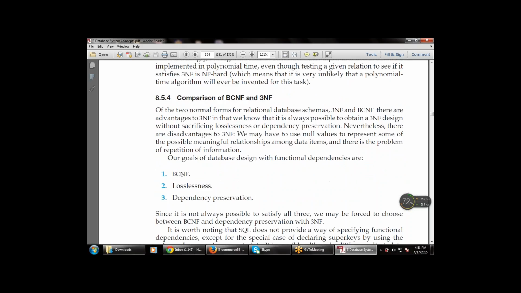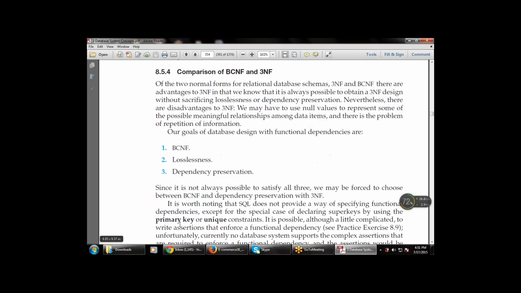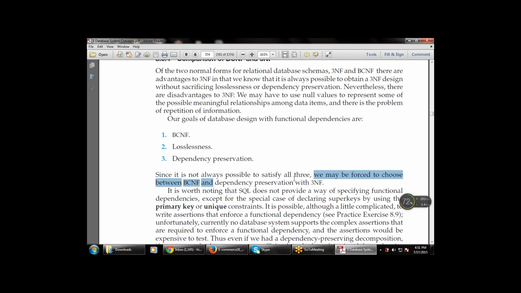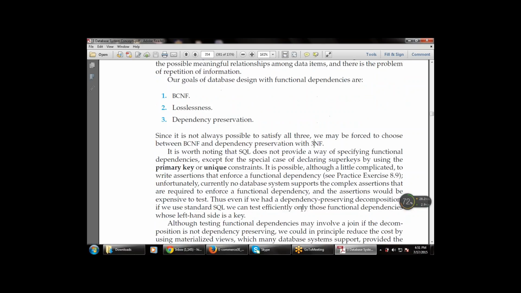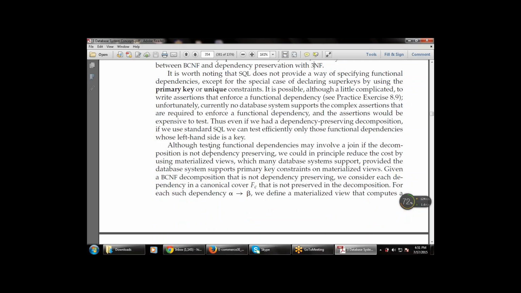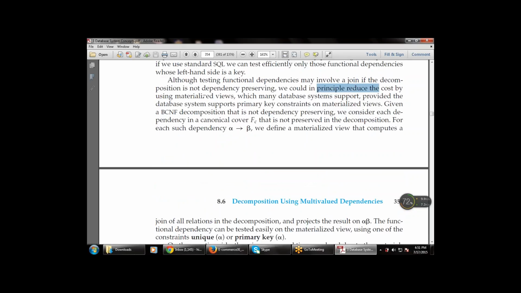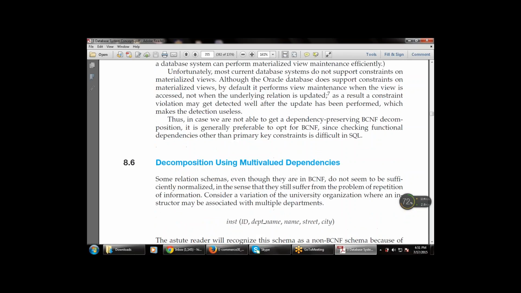Now, what are the goals of database design? Our goals of database design with functional dependencies are BCNF, losslessness, and dependency preservation. Since it is not possible to always satisfy all three, we may be forced to choose between BCNF and dependency preservation with 3NF. Testing functional dependencies may involve a join if the decomposition is not dependency preserving.